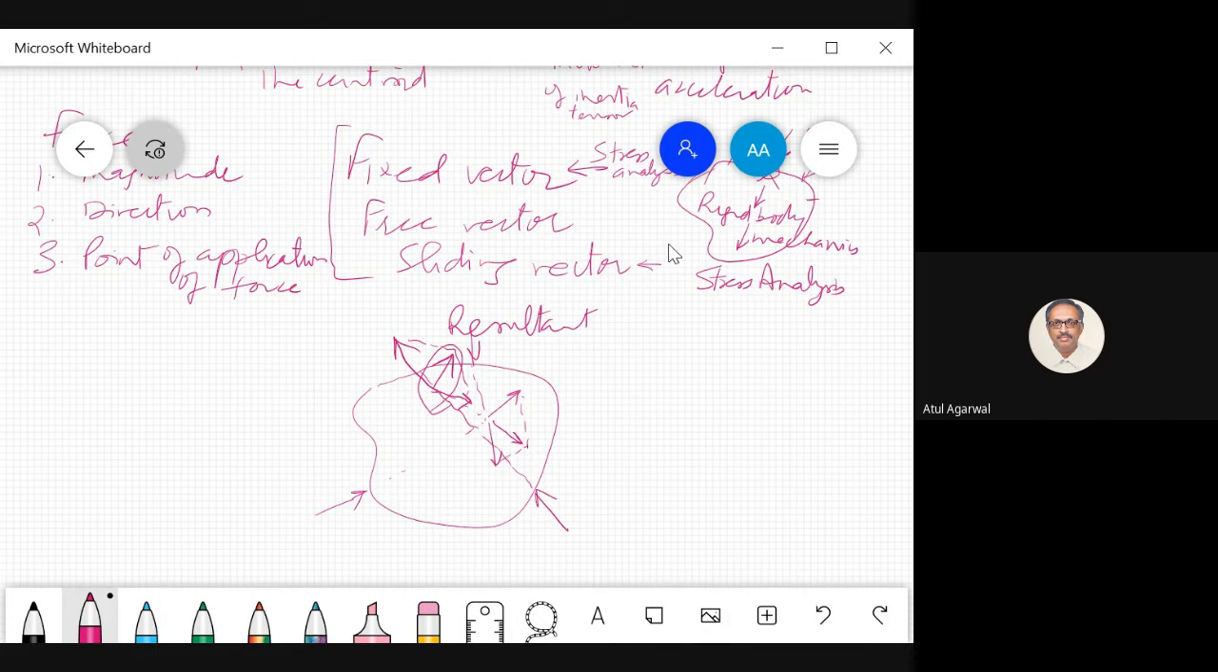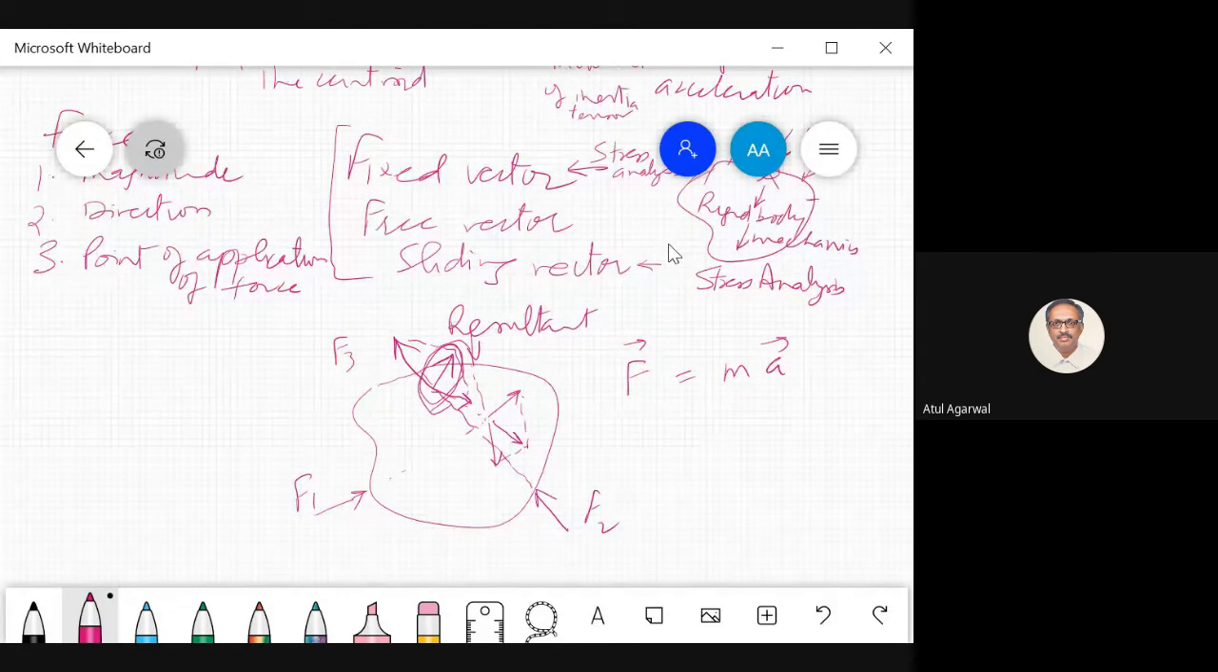So now what is the acceleration of the body due to these forces? It will be in this direction. And you have found the resultant by translating the forces. So if you want to do the dynamics of the body, you can treat it as a sliding vector.